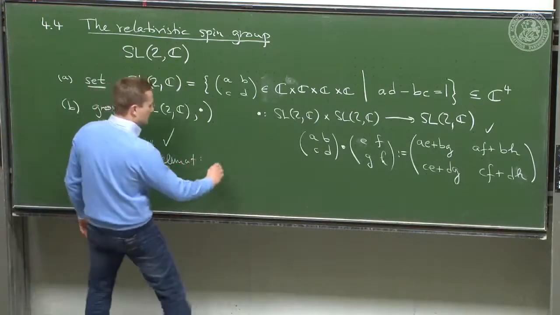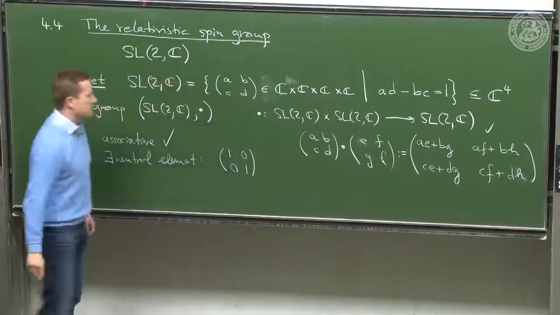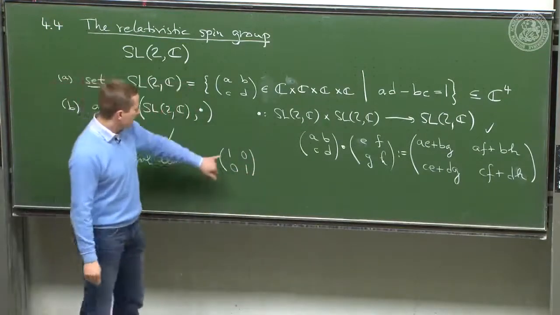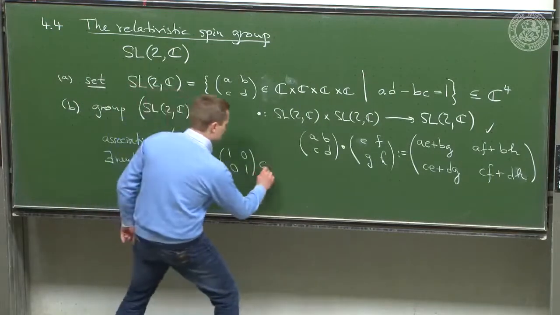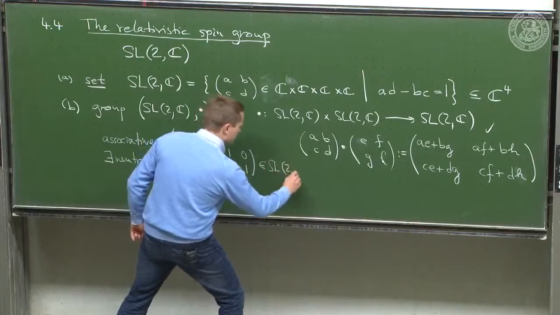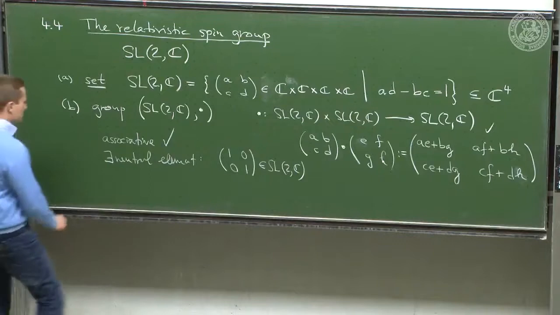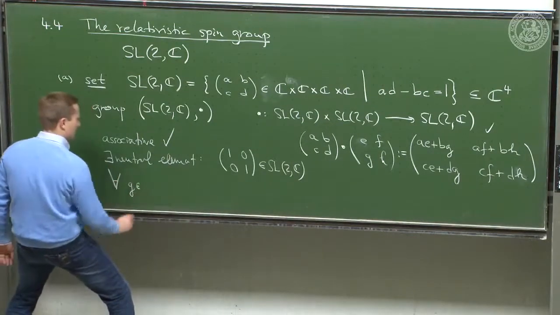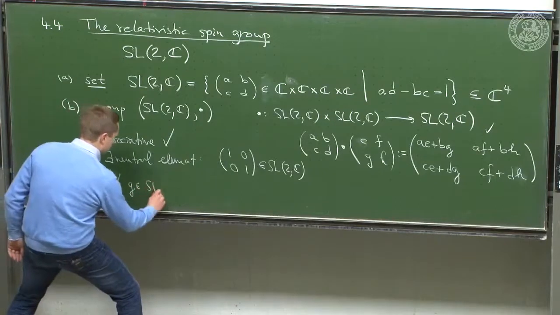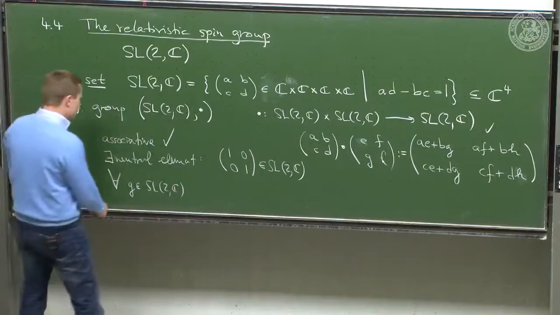And this neutral element is (1, 0; 0, 1), as you can also quickly check, and that has AD is 1, it lies in SL2C, very good. So there is a neutral element that looks like this, and you can also check that for every element g in SL2C, for every matrix A, B, C, D, you find an inverse matrix.